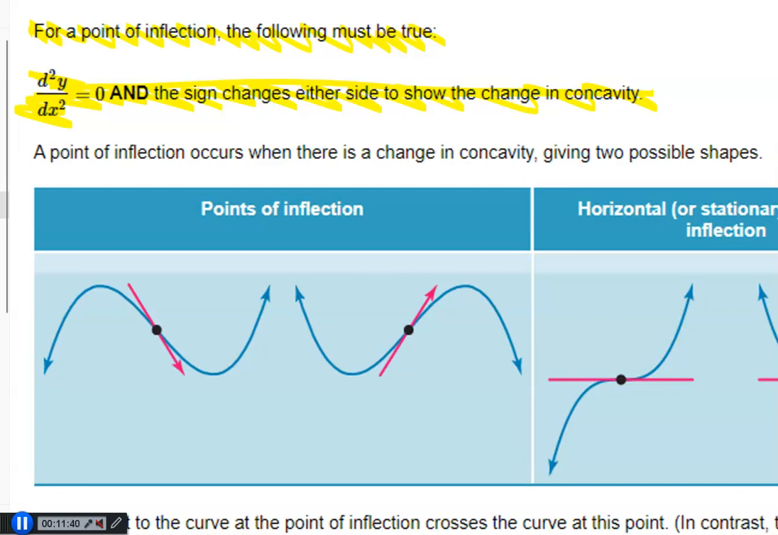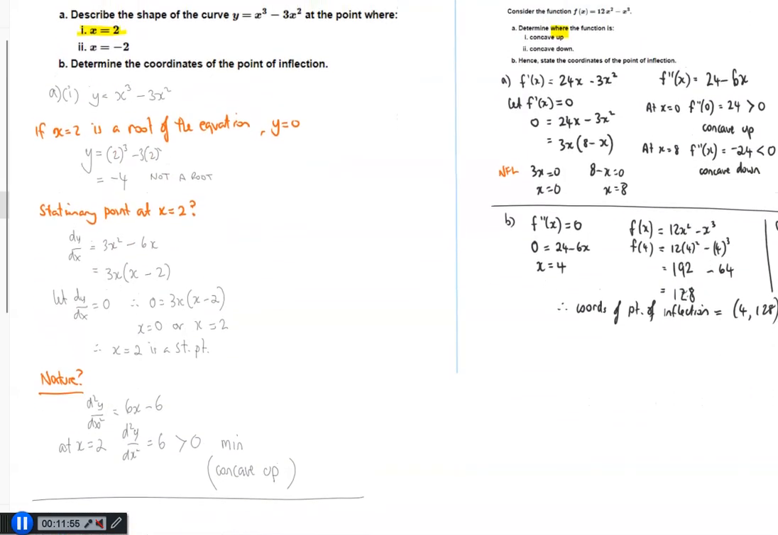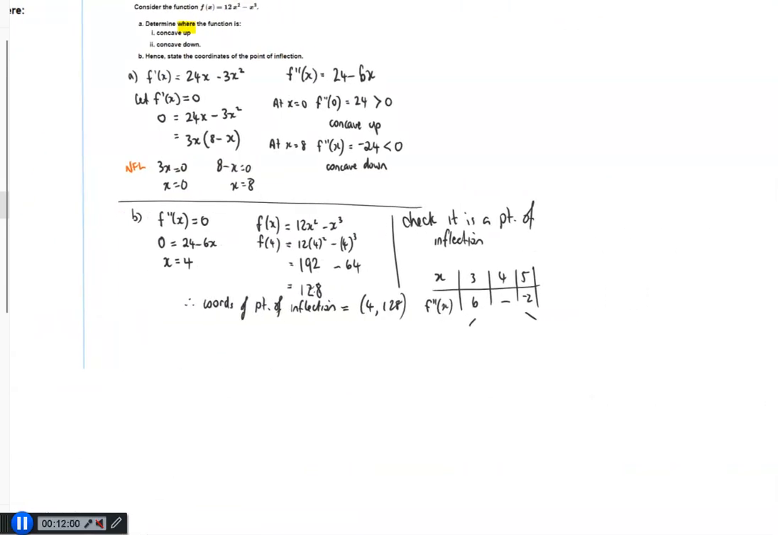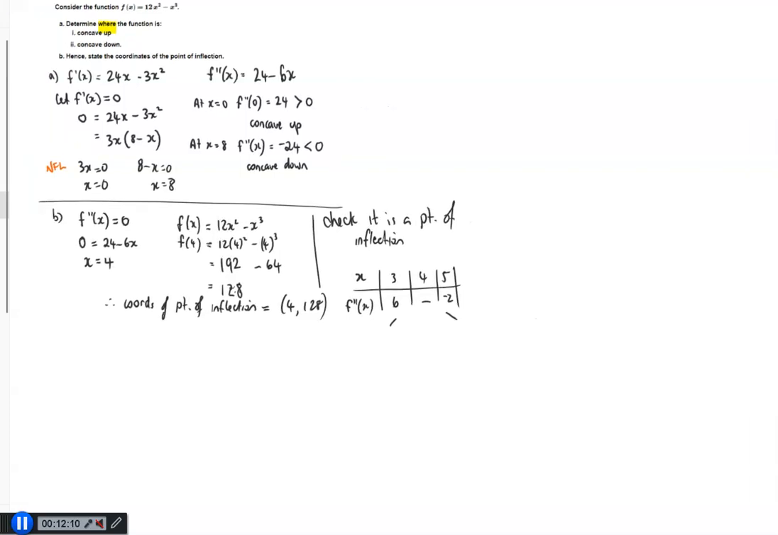Good stuff. Well done. So you're right, thank you for the reminder. We find the value, and we just double check by using the second derivative test that we've got a change in sign. It doesn't matter which direction. In this case, it goes positive to negative. If it went negative to positive, it's still a point of inflection. That's fine. So that's how we get that.